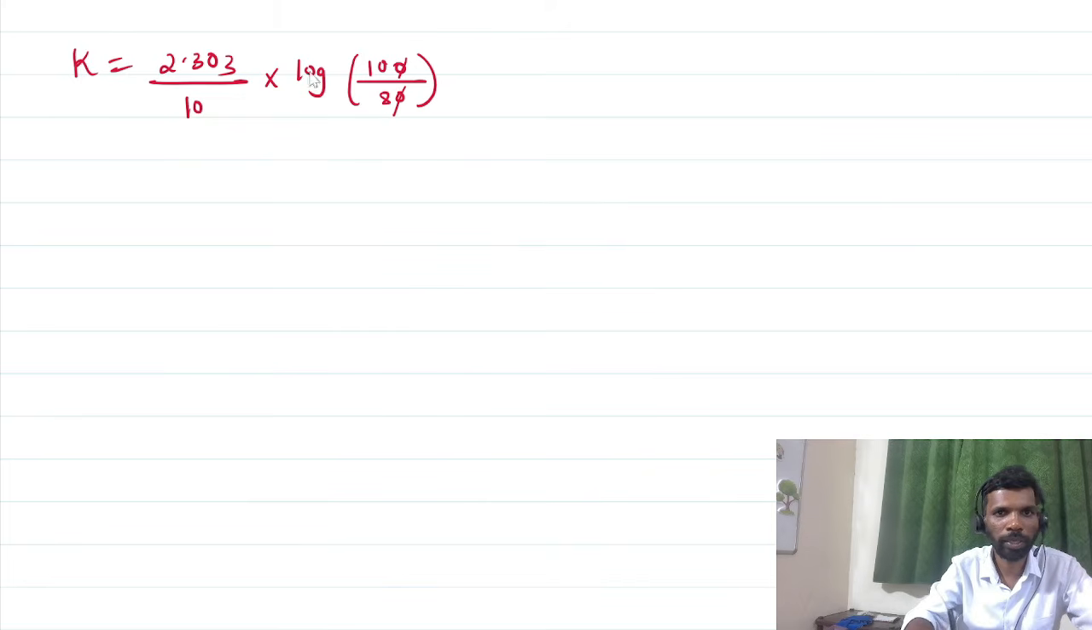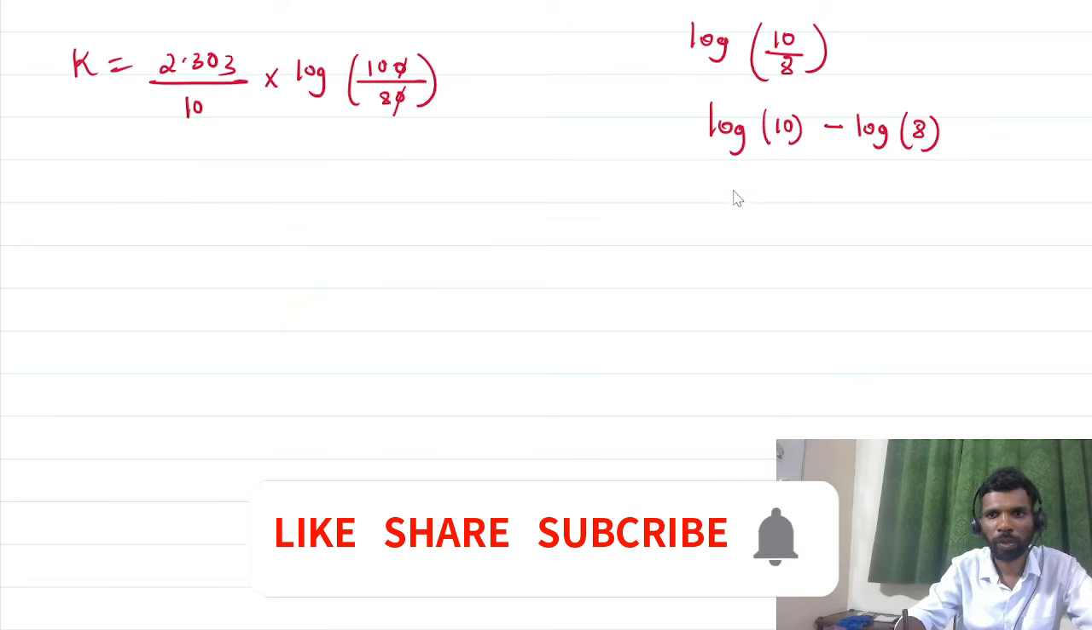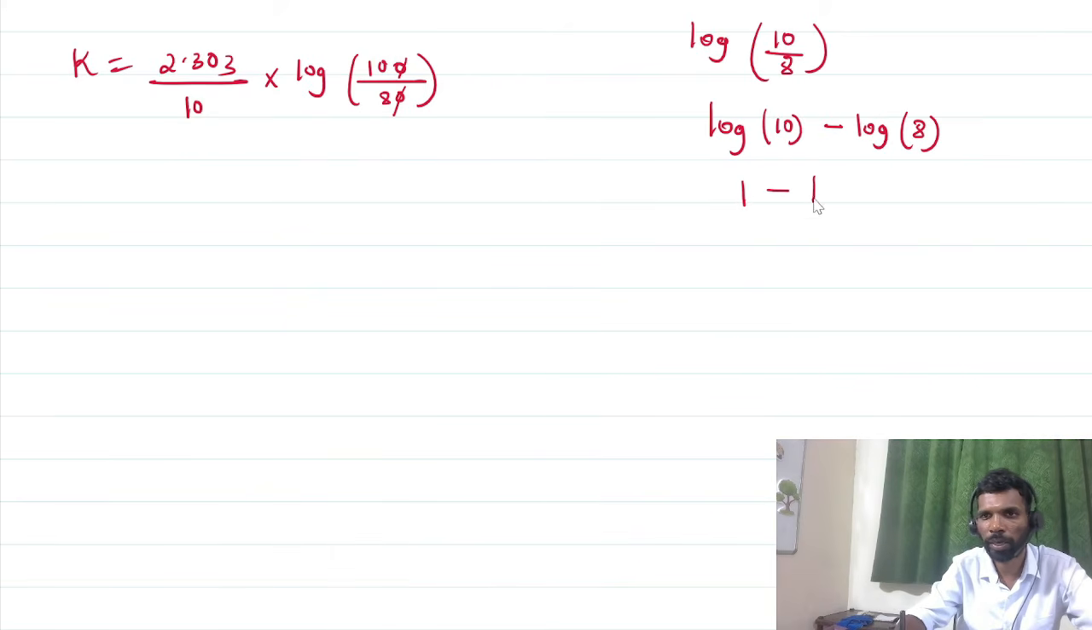Now the thing is that the great challenge is finding log of 10 by 8, right? So I'll solve this separately. Log of 10 by 8. I can write this as log of 10 minus log of 8. So log of 10 is 1, and since I know the log of 2, I'll write this log of 8 as 2 raised to 3. So this will be 1 minus 3 log 2.